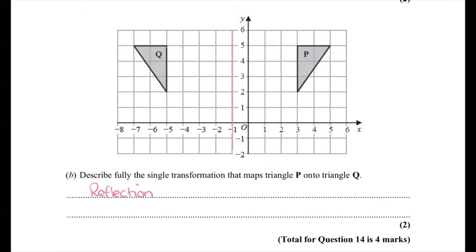Now I've got to name that line. It's a line that crosses the x-axis at -1. So it's a reflection in the line x equals -1.